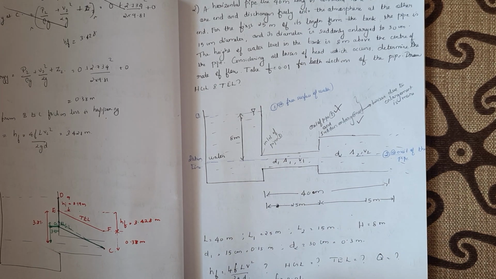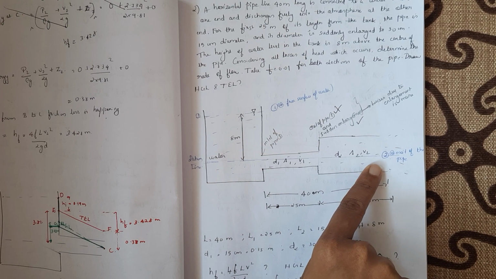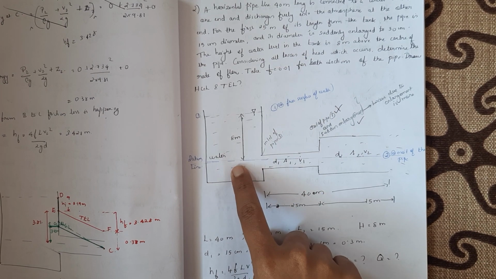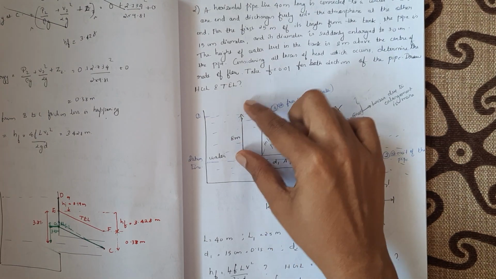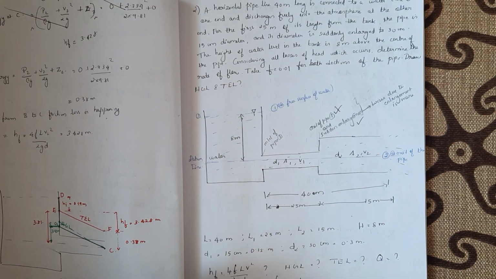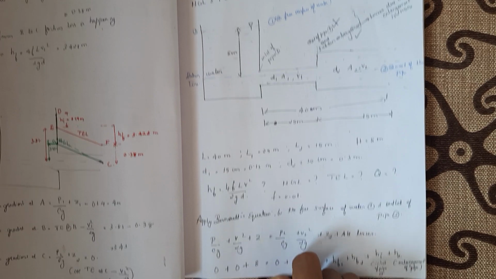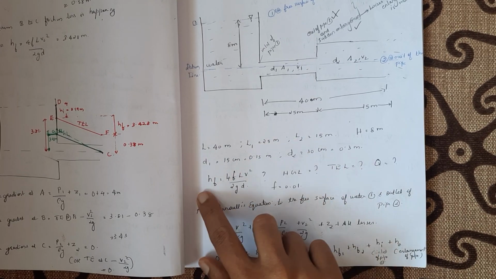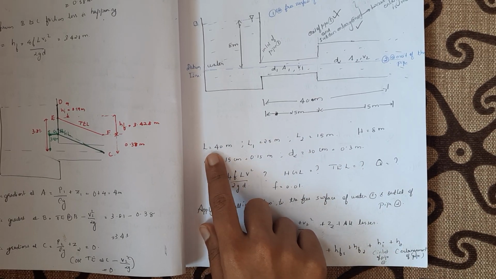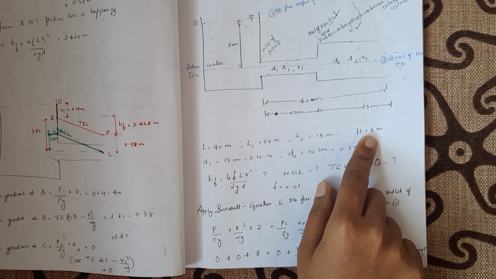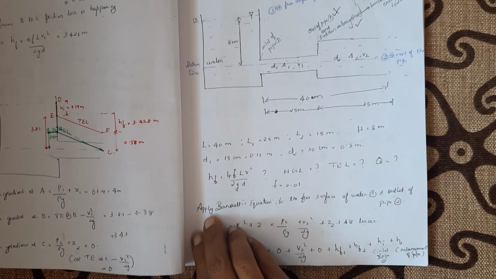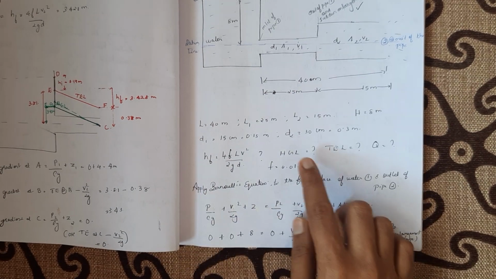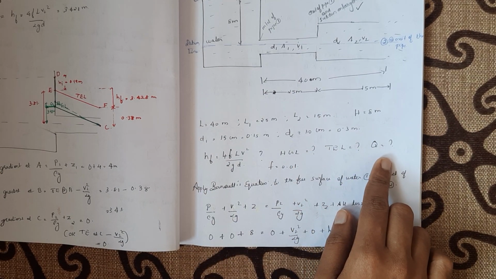Okay. And next they have said that from the center line of the pipe in the tank, the free water surface is up to 8 meters from the center line of the pipe. So you have to mark that also. Now I've converted everything into meters. I've marked L, L1, L2 and head in the tank, and D1 in meters and D2 in meters. Now they have asked to draw the HGL and TEL. Also they have asked the discharge.